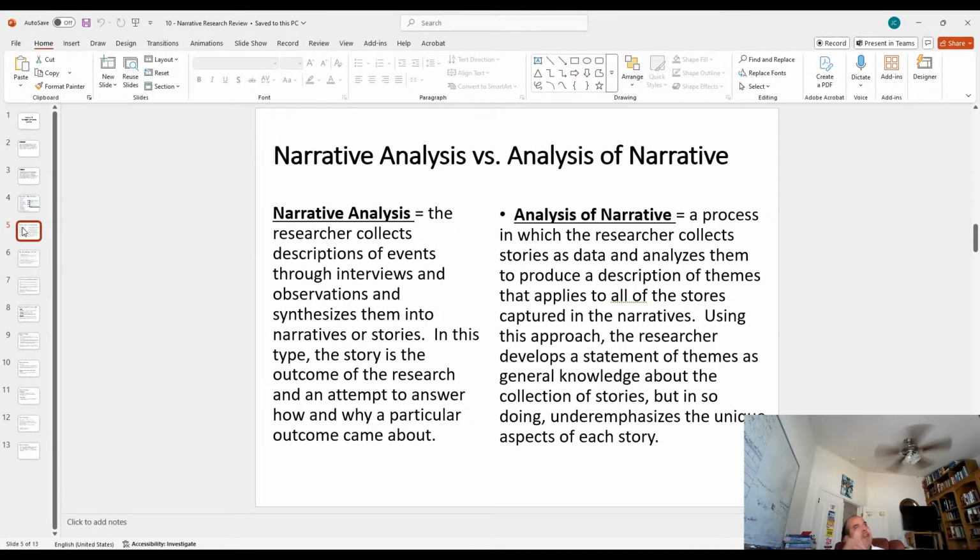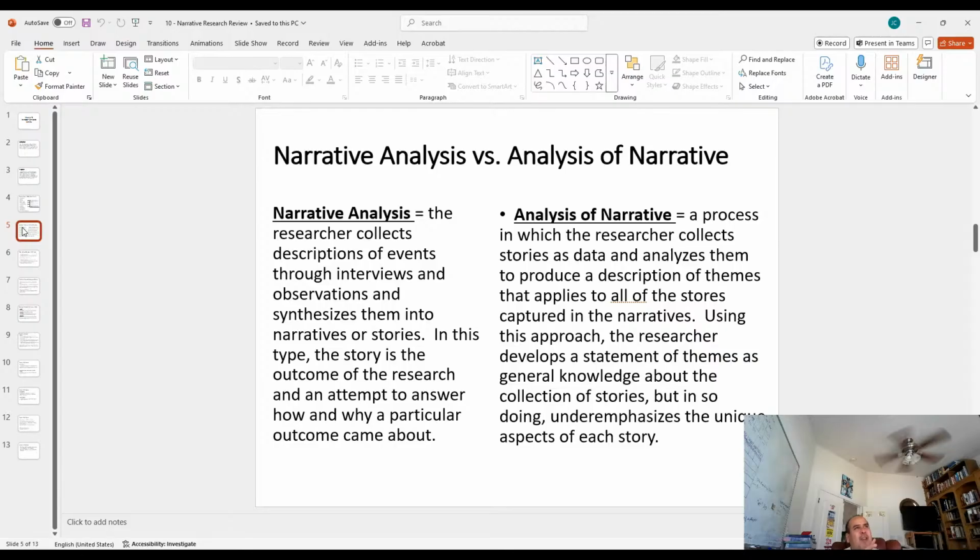All right. So there are two different things here to look at, two different ways to go about setting up your own narrative study. The first one is narrative analysis. Here the researcher collects descriptions of events through interviews, observations, focus groups, what have you. They synthesize them into a story. In this type, the story is the outcome of the research and an attempt to answer how and why a particular outcome came about.